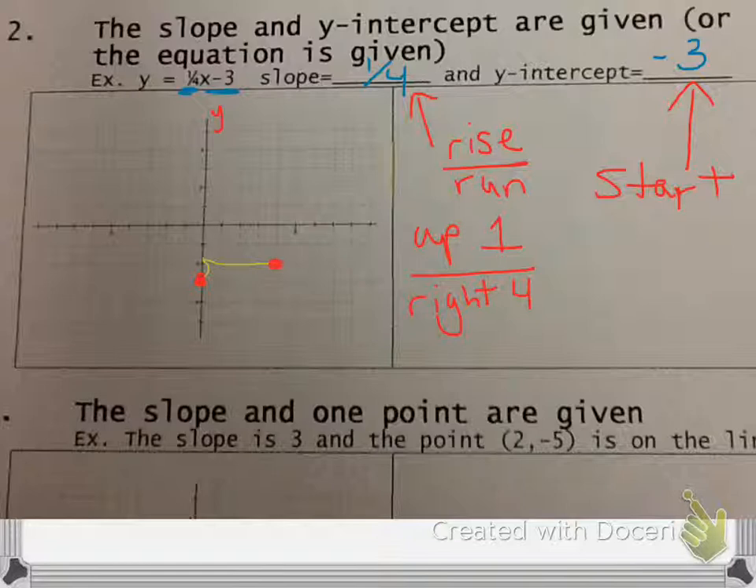And once again, 2 dots is enough to draw a line as long as you use a ruler, but if you'd like, you can continue the pattern one more time. So we're going to count together. We're going to go up 1, and we're going to go across 4. 1, 2, 3, 4, and put our dot. And now using a ruler, we can connect the dots with a straight line. Okay, and that's how we graph a line when you have the slope and the y-intercept, or the equation.